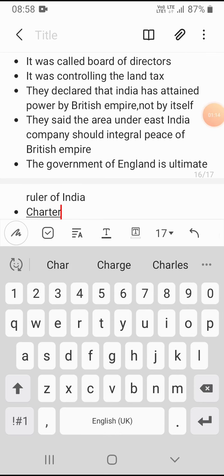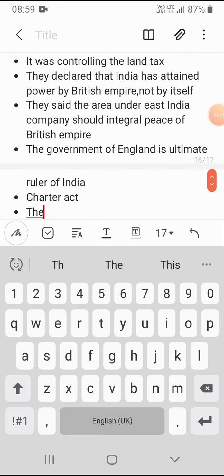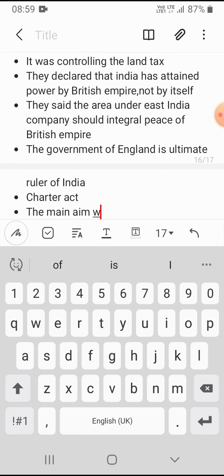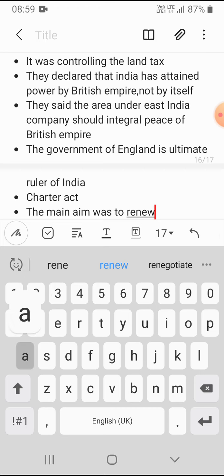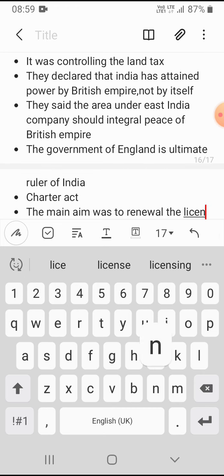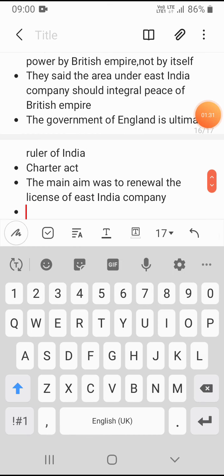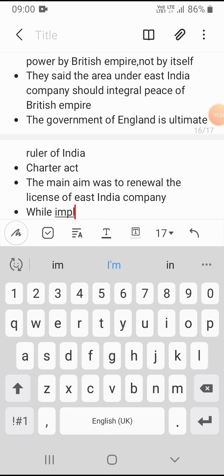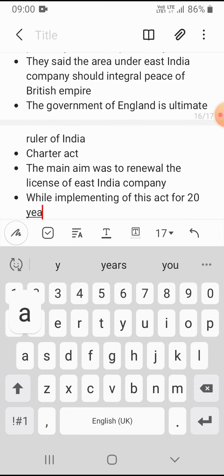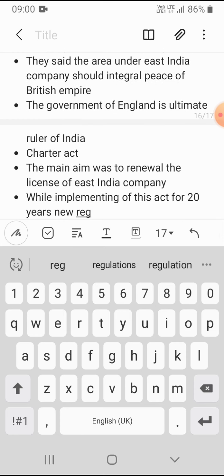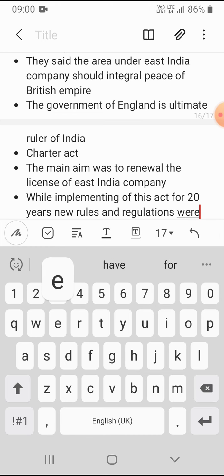The Charter Act. The main aim was the renewal of the license of the East India Company. While implementing this act for 20 years, new rules and regulations were given.